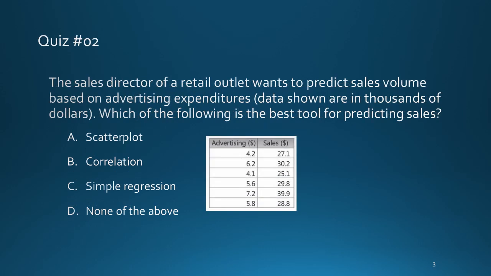Question number two: the sales director of a retail outlet wants to predict sales volume based on advertising expenditures. Data are shown in thousands of dollars. So which of the following is the best tool for predicting sales? A scatter plot, a correlation, or a simple regression?